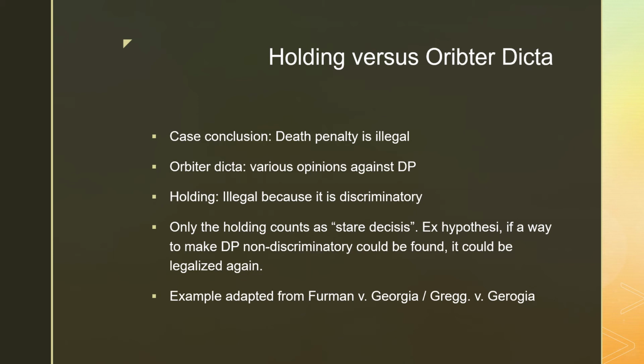That leaves the possibility for a new case to say, okay, now we must permit the death penalty because we no longer find that specifically that it is discriminatory. So there you have an example of a difference between obiter dicta and holding. By focusing on the holding, you reduce the scope of the precedent, and then you give yourself freedom to decide something different.